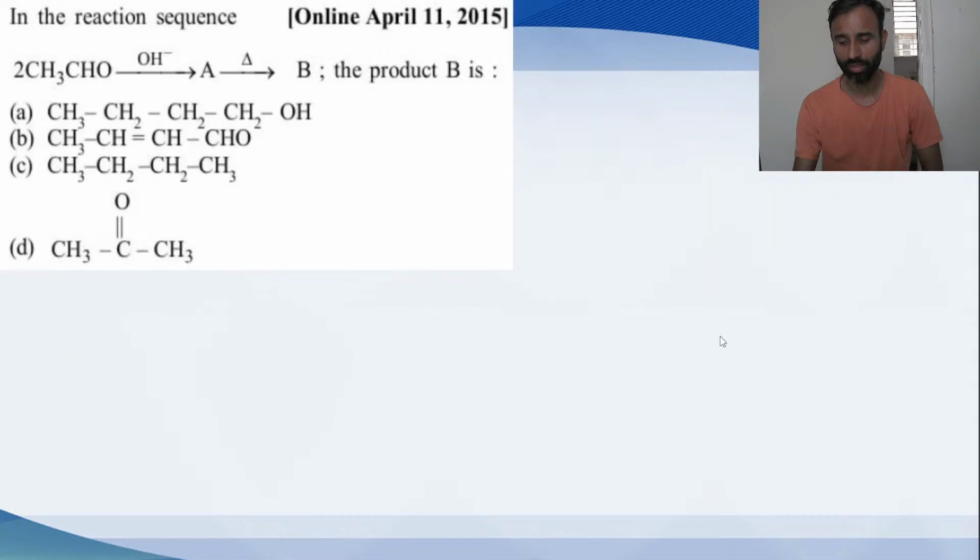Next, the reaction. First, what is the name of this reaction? Two molecules of CH3CHO in the presence of OH negative ion will give A, which on heating gives B. What is the name of this reaction? Yes, Om. Which type of aldehyde is this? Having no alpha hydrogen or having alpha hydrogen?